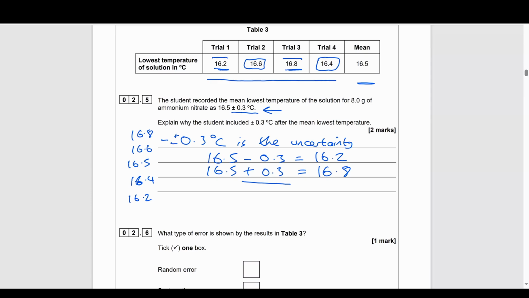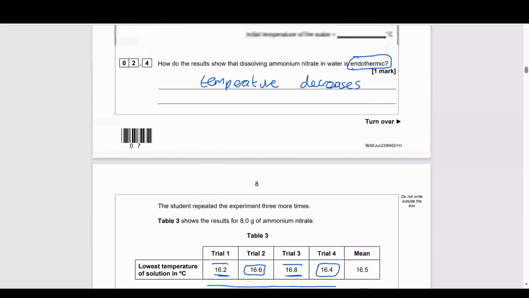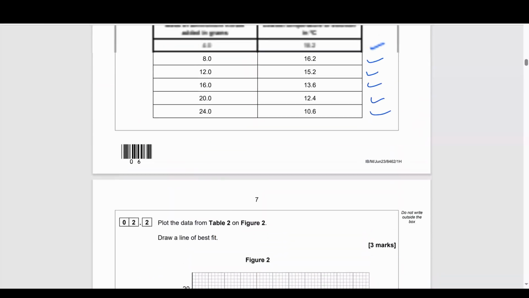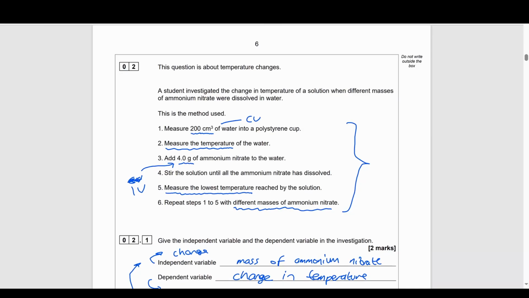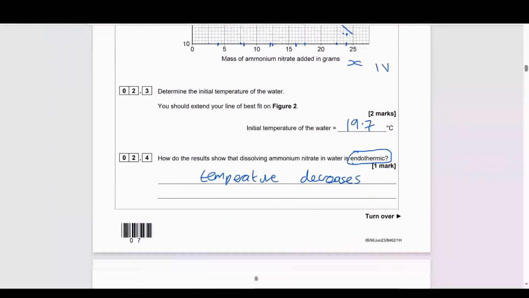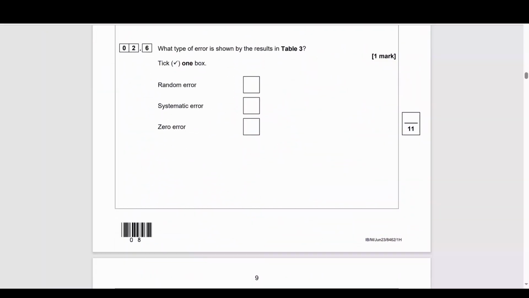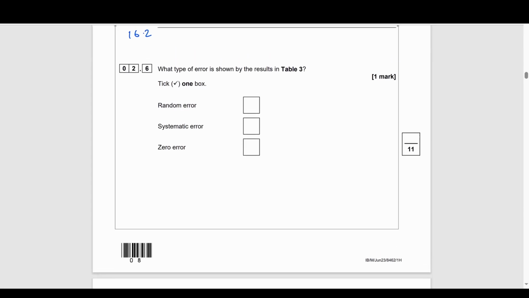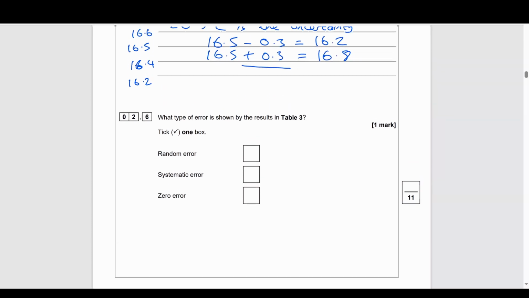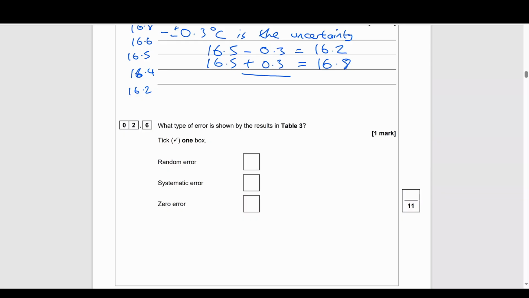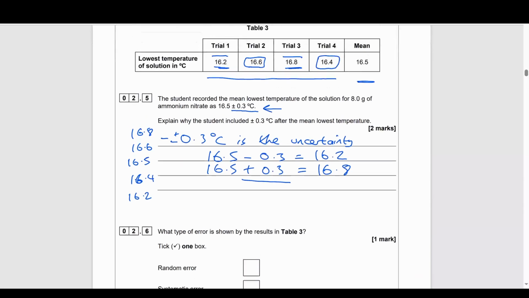Well, it's not going to be any issue with the equipment, because in our method they haven't said anything about that. It's not going to be a zero error, which was what box 3 was an option for, because in our equipment it didn't say anything about using the balance, which could potentially give us a zero error. But from the results now, the values are very close to each other, so the most likely answer is that it's going to be a random error.